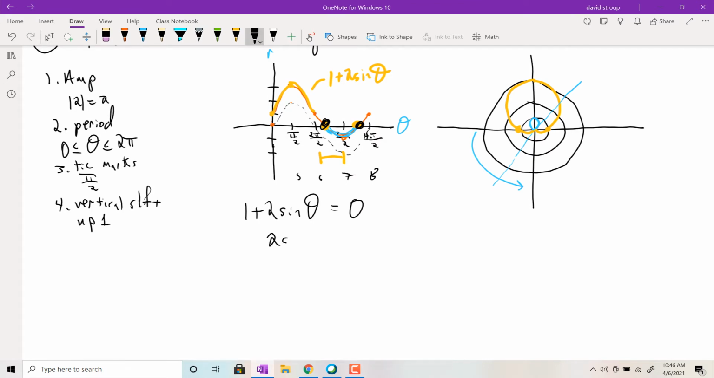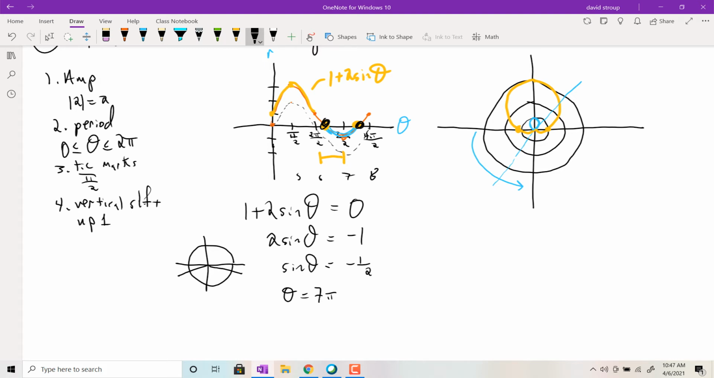I have 2 sine theta equals -1, and then sine of theta is -1/2. And take inverse sine on both sides. Think about your unit circle and your reference angles. So the reference angle for 1/2 is pi over 6. Sine is negative in the third and fourth quadrant. So you're going to get 7 pi over 6 and 11 pi over 6.